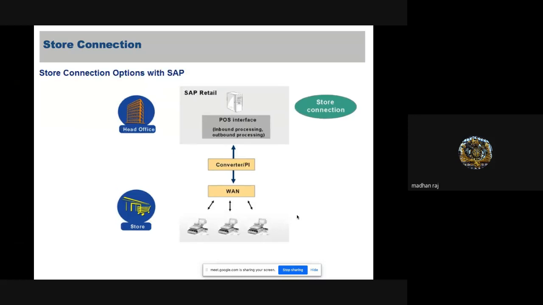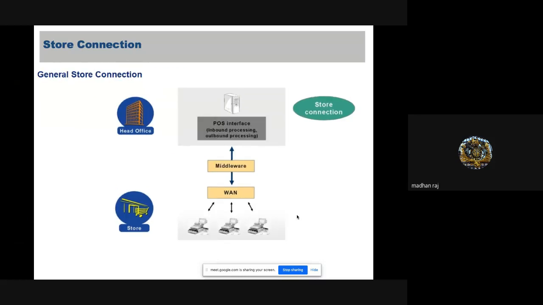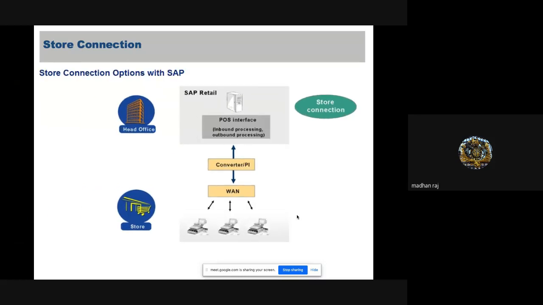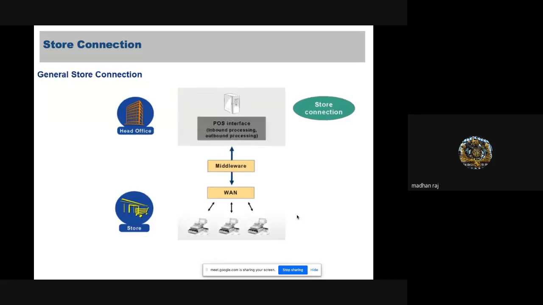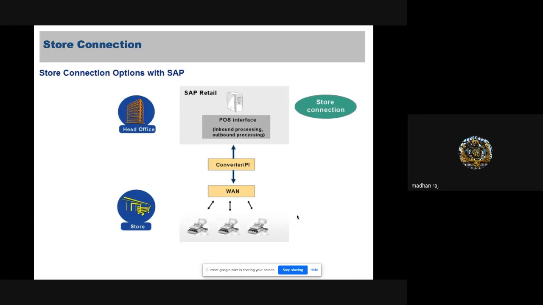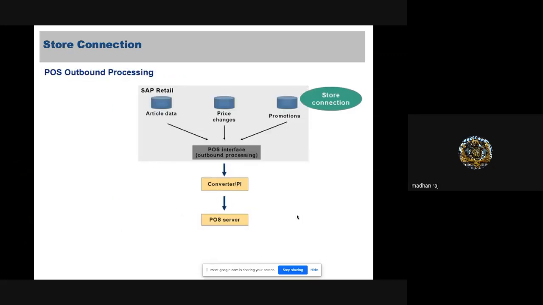That was the system landscape for both inbound and outbound processing. In earlier days we were using other middlewares like IBM middlewares and all those stuff. But of late, SAP itself has its own middleware, which is called Process Exchange or Process Interchange, XI/PI, and they use converters. So what is the outbound processing?